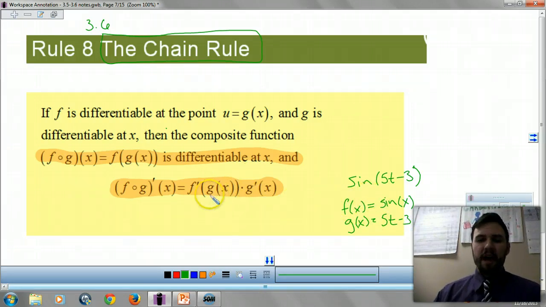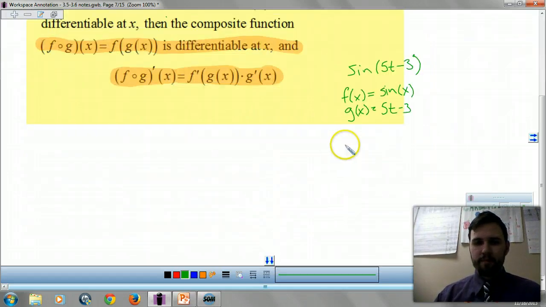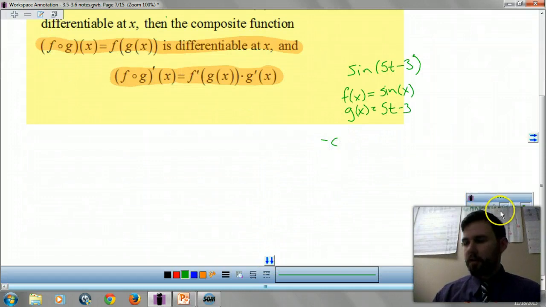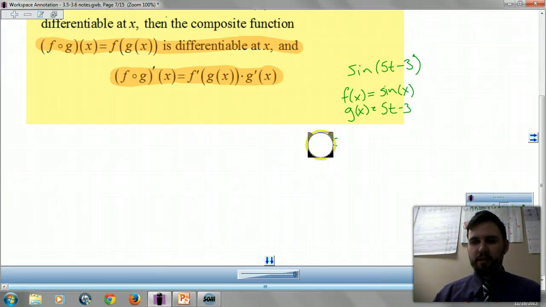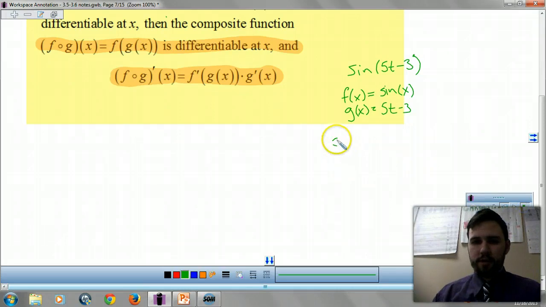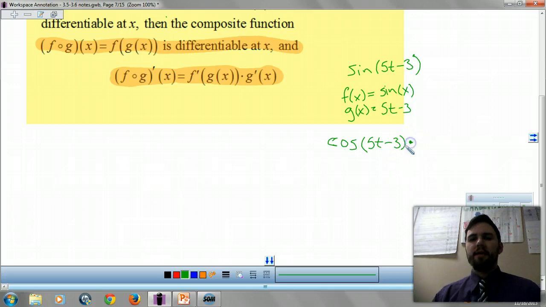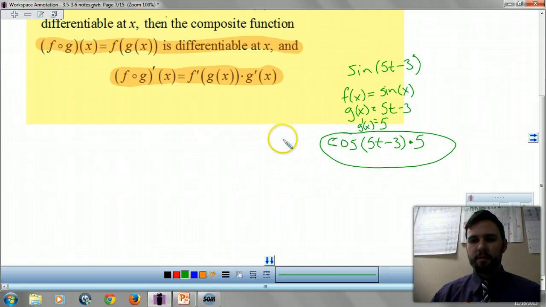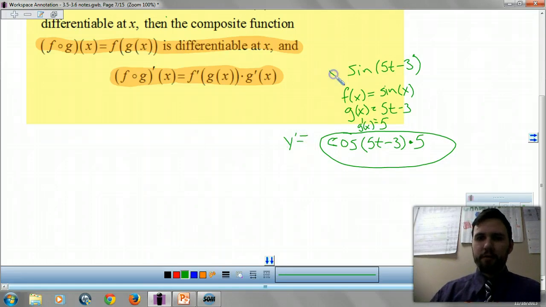Okay, so what this says is my f prime, which would be negative cosine, I'm sorry, not negative cosine, just good old-fashioned cosine. And then I plug my g of x into here, and I times it by my derivative of g of x, which is just good old 5. And that would be my derivative. I'll call it y prime, just for fun, if this was my y.